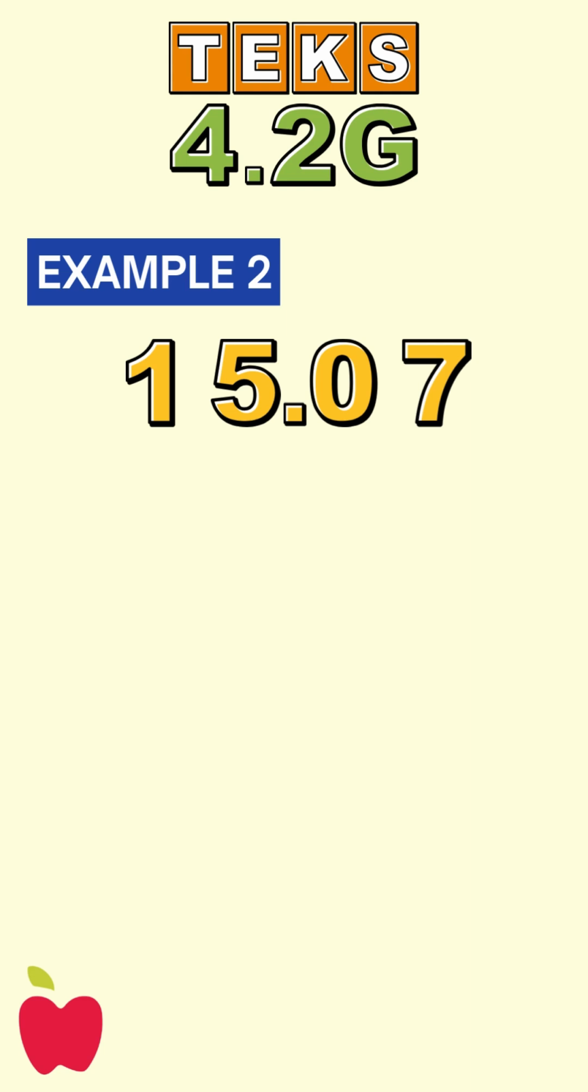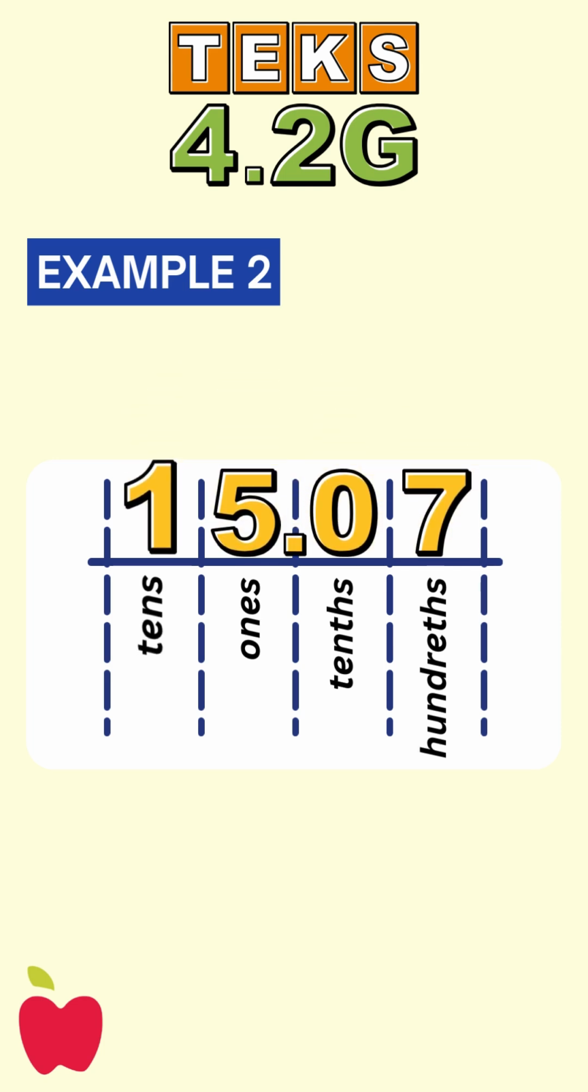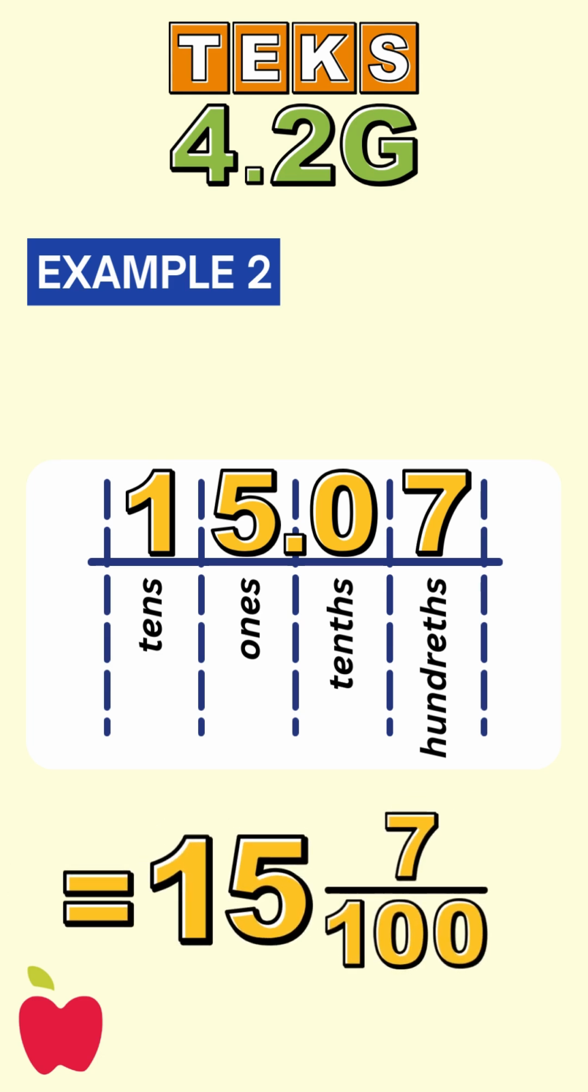Now, let's look at the decimal 15 and 7 hundredths. To convert this into a fraction, we break it down like this. The 15 is the whole number, with 1 in the tens place and 5 in the ones place. The decimal part is 0.07, with 0 in the tenths place and 7 in the hundredths place. So 15 and 7 hundredths can be written as 15 and 7 over 100.